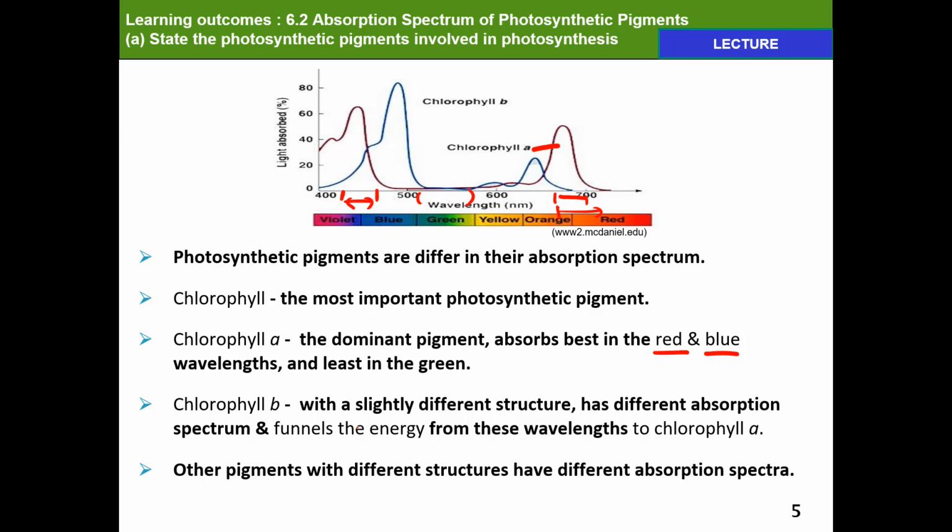Chlorophyll b, with a slightly different structure from chlorophyll a, has a different absorption spectrum. Chlorophyll b is shown by the blue graph below, showing that it absorbs a different area of the light spectrum. Chlorophyll b funnels the energy from its wavelengths to chlorophyll a. Other pigments with different structures have different absorption spectra.